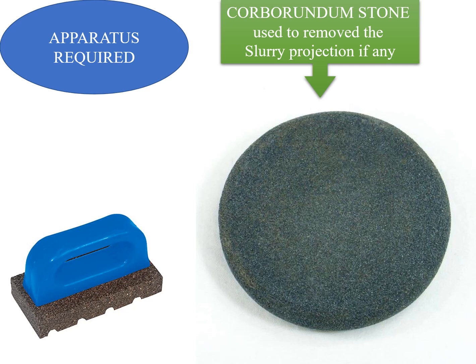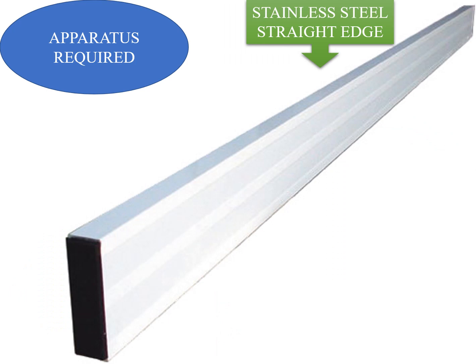Like when we do the tine texture, possibly if the slurry is more, it will project on top of the surface of PQC. So those surfaces can be leveled and cleaned using the carborundum stone so that your gauge can sit on the surface properly and accurate depth can be measured. So this is a stainless steel straight edge, which is generally used to check the levels or the flatness of the surface where the gauge has to sit to measure the depth.